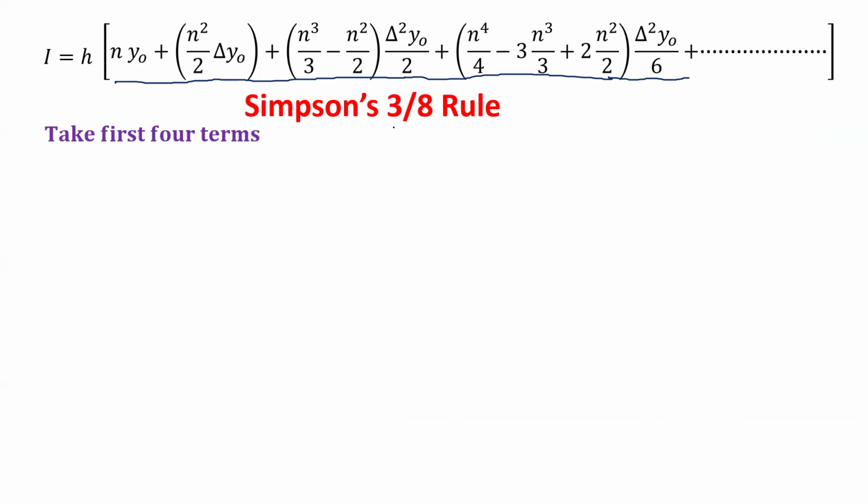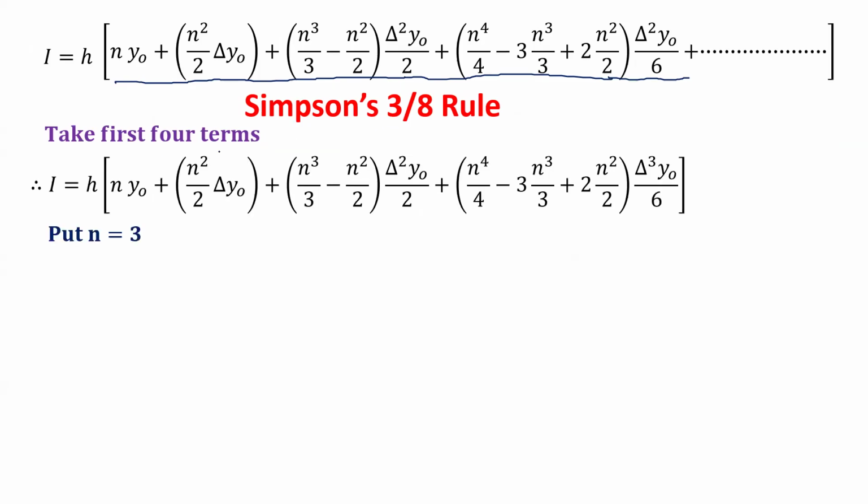Now here we have to put the value of n equal to 3. If you remember, for trapezoidal rule we have used n equal to 1. Then we have n equal to 2, Simpson's 1/3. And now n equal to 3, we have Simpson's 3/8 formula. So likewise, we have to use this. Now we will put the value of n equal to 3.